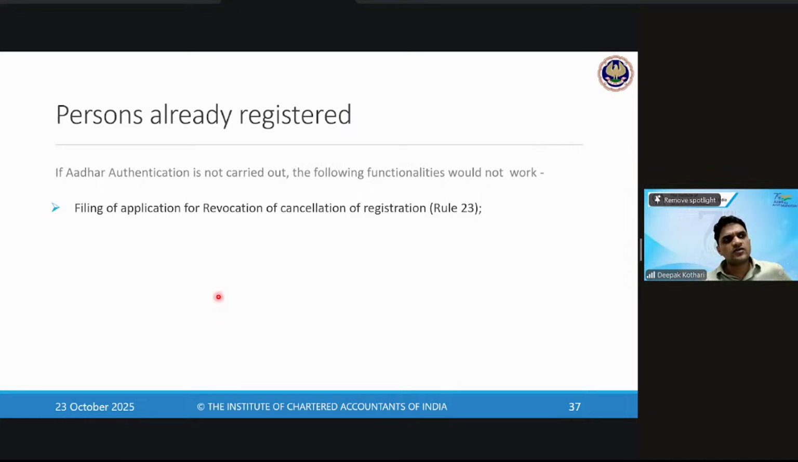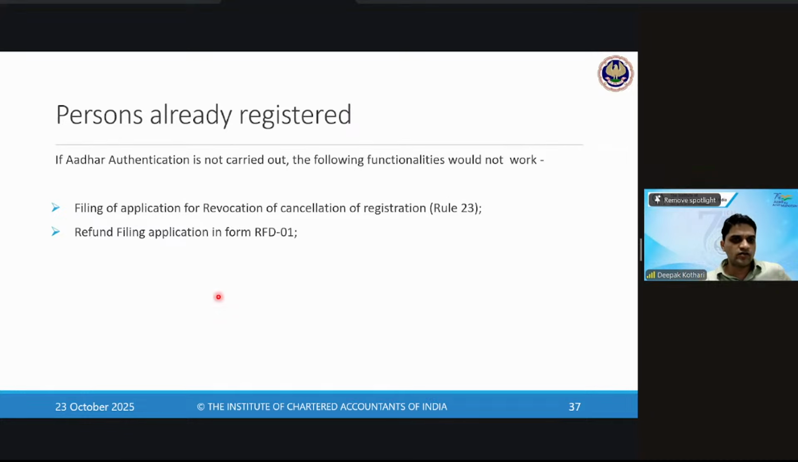And if Aadhaar authentication has come in between, then in that case what will happen? If Aadhaar authentication was not carried out, then the following functionalities will not work. ठीक है, क्या क्या functions GST portal में काम नहीं करेगा?